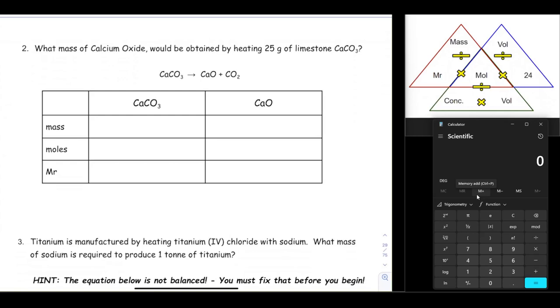Okay, so welcome to the Mrs. Baker's walkthrough of the guided notes for Lesson 5, simple calculations involving the mole. And for this, we are going to just be using the mass mole MR triangle. We're just going to be hanging out in this red triangle up here.